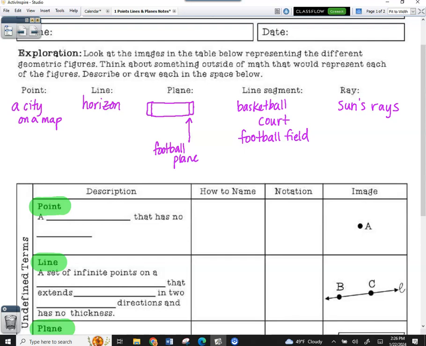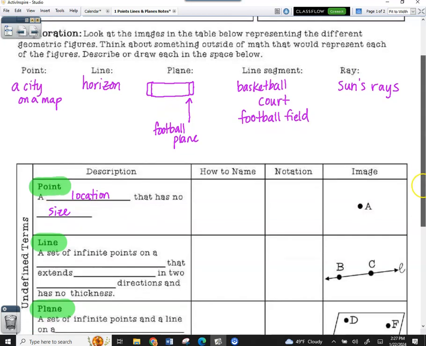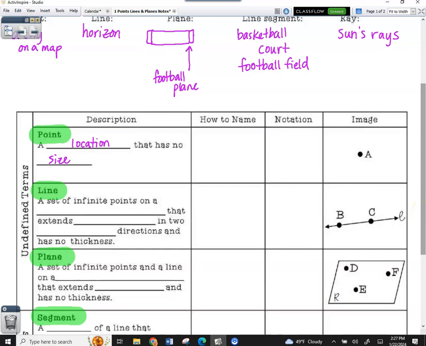Okay, so now that we've identified these math terms in the real world, now we're going to put the actual definitions next to those, fill in the blanks, and then talk about how you name them. Okay, what's a point? It's a location that has no size. Whenever I write, you write. Fill in the blanks. How do you talk about a point, or if you want to talk about a specific one?